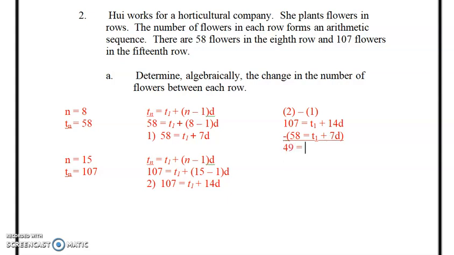When we take T1 and subtract T1, that's eliminated. That's why we did it. This is called elimination. And then we take 14D and subtract 7D, and we end up with 7D. Then we divide both sides by 7, and we get 7 equal to D. So this tells us that our common difference is going to be 7.